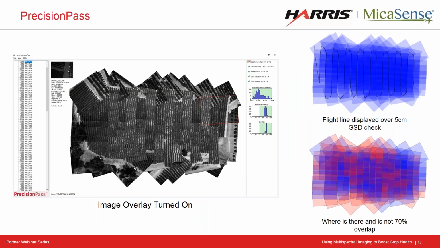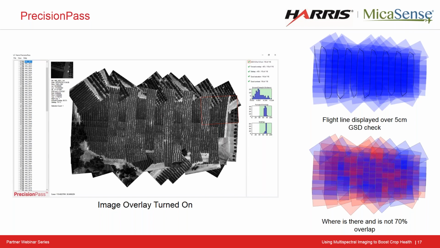So this is Precision Path. This is our field validation tool. It doesn't require internet connection or any kind of connectivity at all. It runs on a Windows laptop out in the field, and it's designed to quickly give you the results from your image capture. So we want to make sure that when you're out in the field, you realize if you had a problem or not, so that you don't have to go back to the office, find out, oh no, I left the lens cap on or something crazy, and then go back out to the field and capture again.